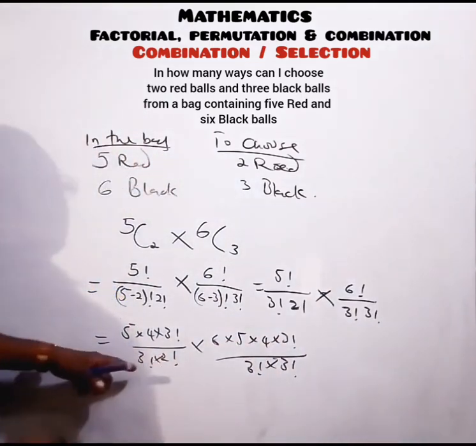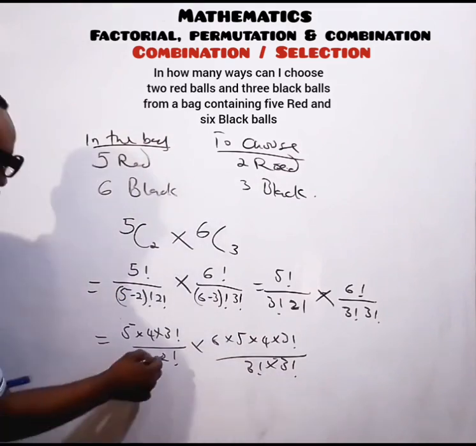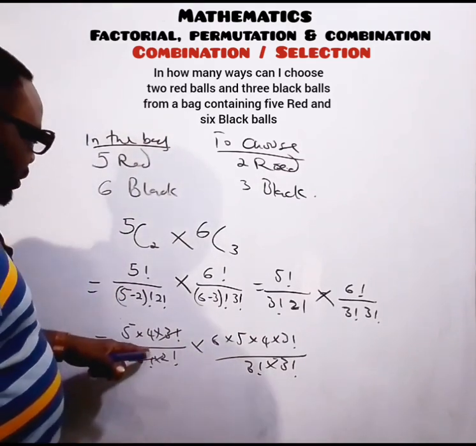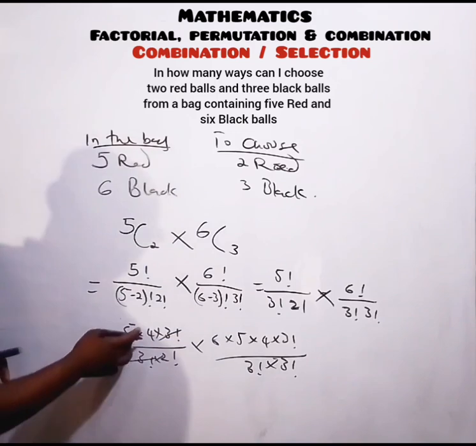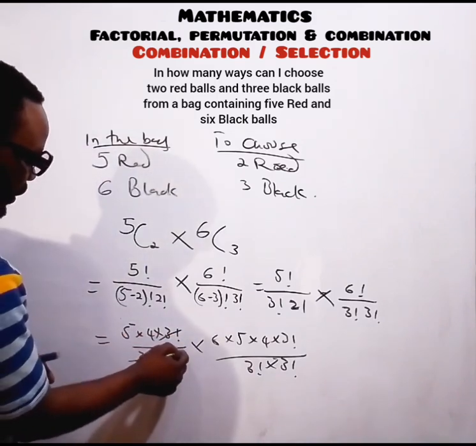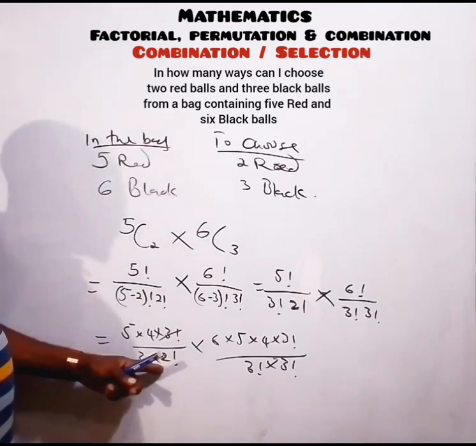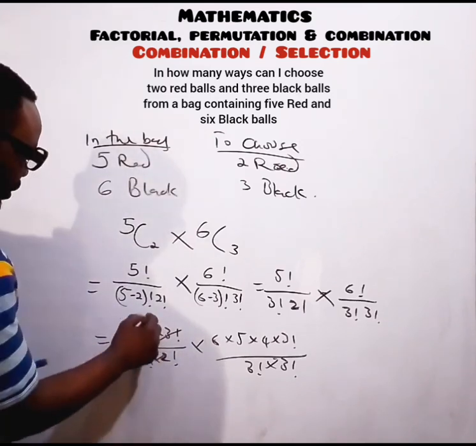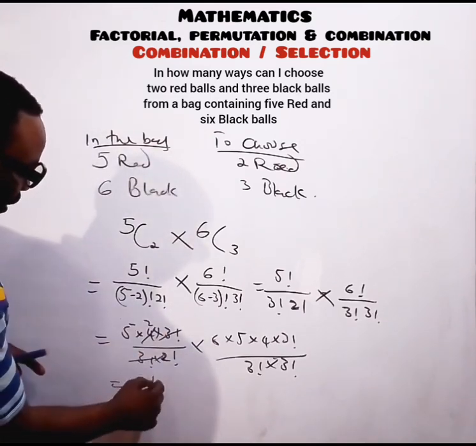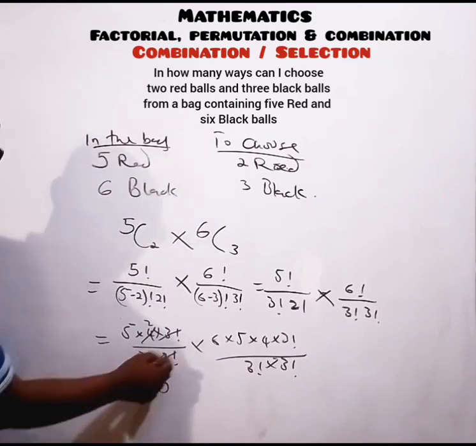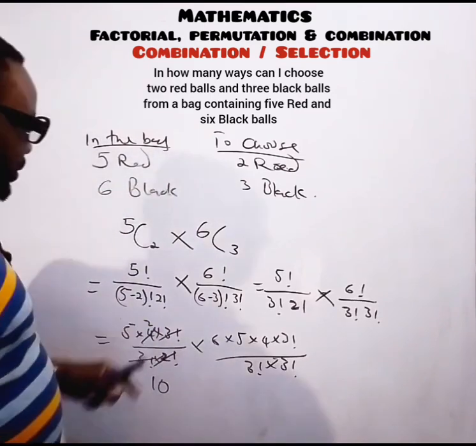This is multiplication as well. Now this place here, we are having 5 times 4. And this 2 factorial is as well equal to 2, since 2 times 1 is 2 factorial. 2 divided by 4, we are going to have 2 here. So we are having 10 as the value that remains. 5 times 2 is 10.